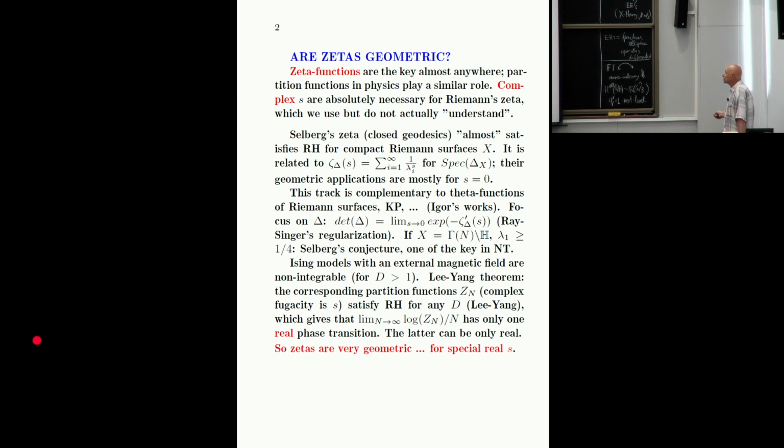Fugacity is inverse temperature, multiplied by the Boltzmann constant, and then multiplied by h, of course, the external magnetic field here. So in terms of complex fugacity, it satisfies the Riemann hypothesis, surprise, surprise. Now it will be the unit circle, but this is equivalent for any d.